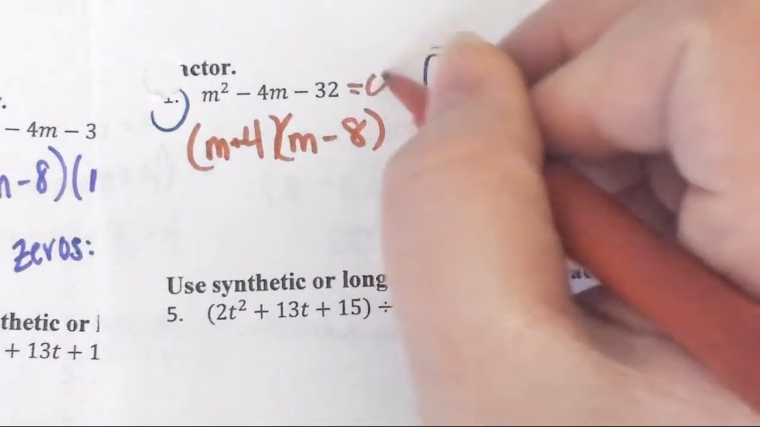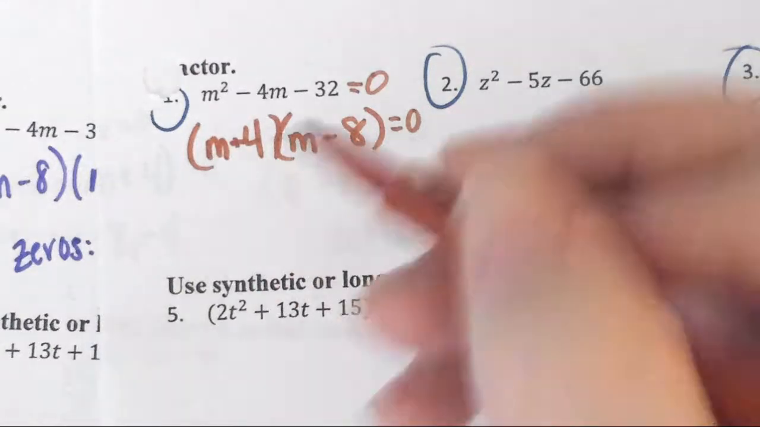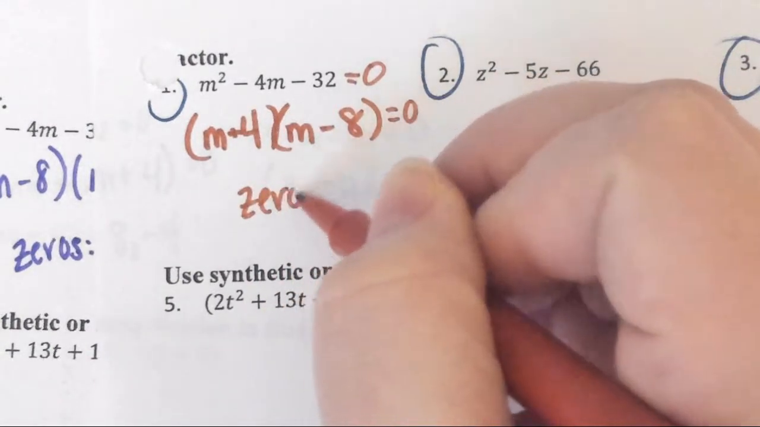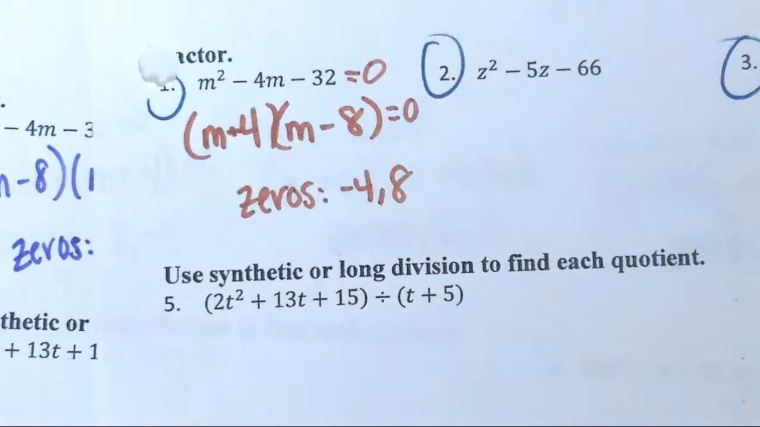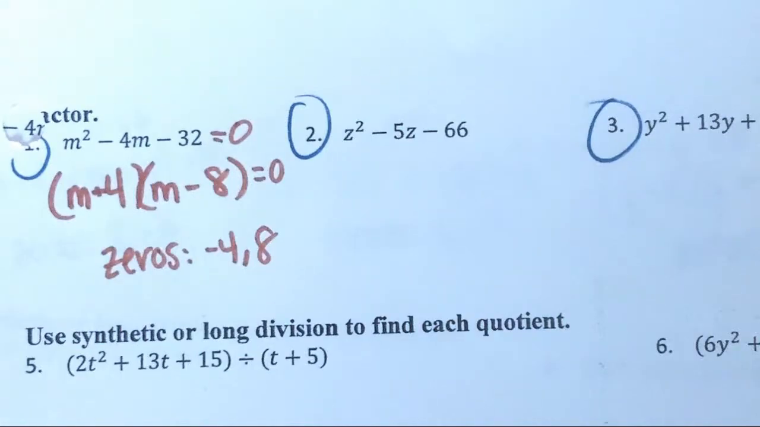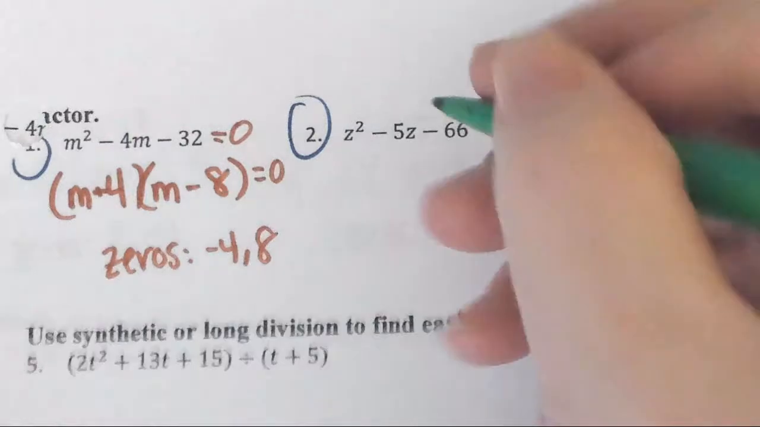Perfect. If these equations were set equal to 0, we would know our two zeros. Where would our two zeros be? Very good. Okay, number 2, another easy factor.